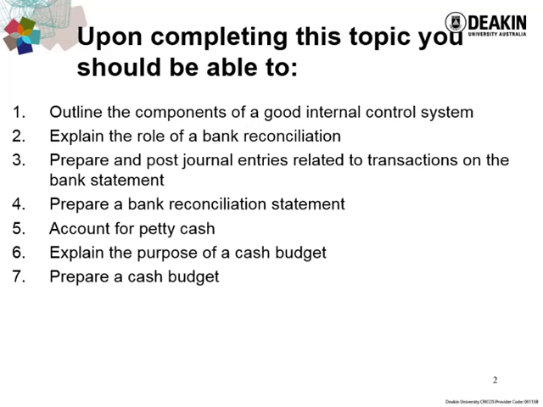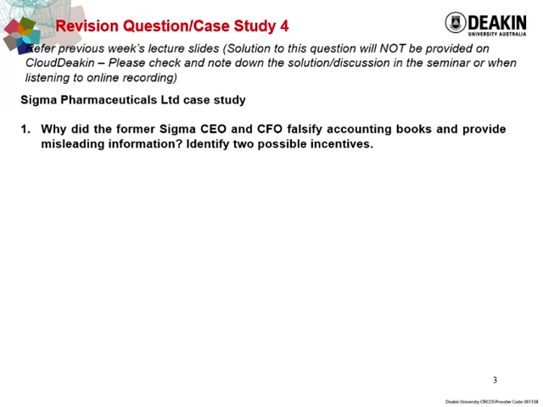Make sure that you go through the learning objectives. Before we go through today's topic, let's go through the revision question 4 or case study 4. What is this case about? If you have read the article, you know that the former CEO and CFO of Sigma Pharmaceuticals Limited falsified accounting records and they provided misleading information to the market. And this was caught by the regulator, the SEC.